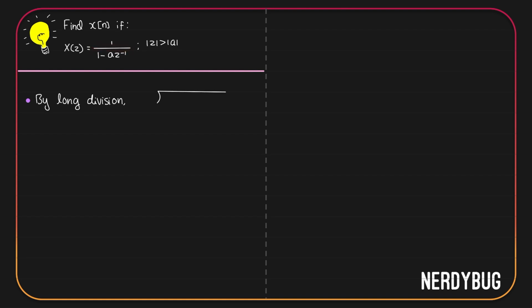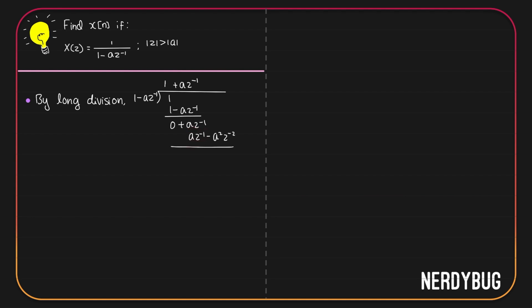This is 1 divided by 1 minus az inverse. So let us write 1 divided by 1 minus az inverse. 1 divided by 1 is 1. So 1 multiplied by 1 minus az inverse. 1 minus 1 is 0. 0 minus minus az inverse is plus az inverse. Now az inverse divided by 1 is plus az inverse. az inverse multiplied by 1 minus az inverse will give us az inverse minus a square z raised to minus 2.